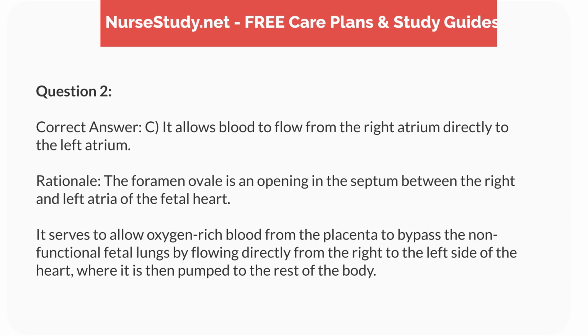Rationale: The foramen ovale is an opening in the septum between the right and left atria of the fetal heart. It serves to allow oxygen-rich blood from the placenta to bypass the non-functional fetal lungs by flowing directly from the right to the left side of the heart, where it is then pumped to the rest of the body.